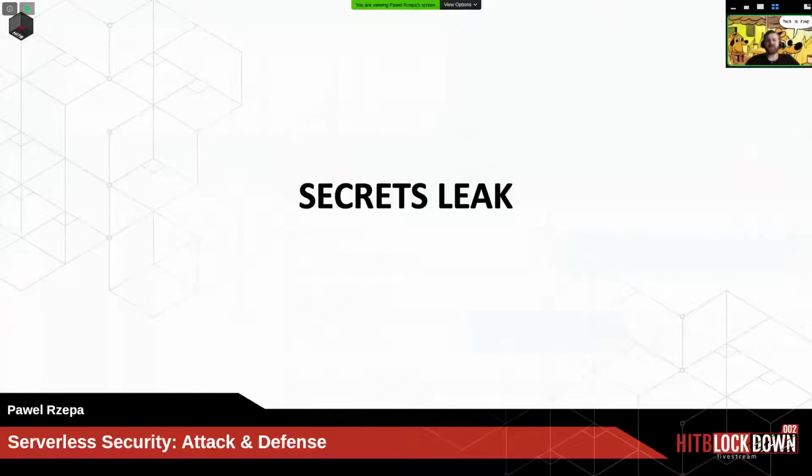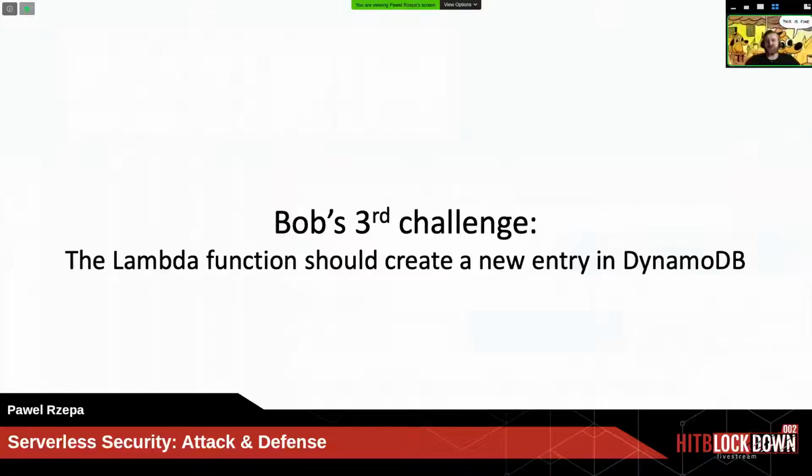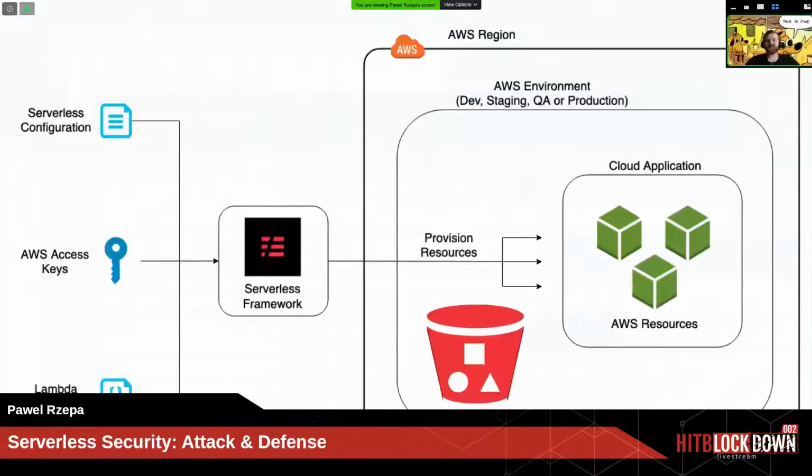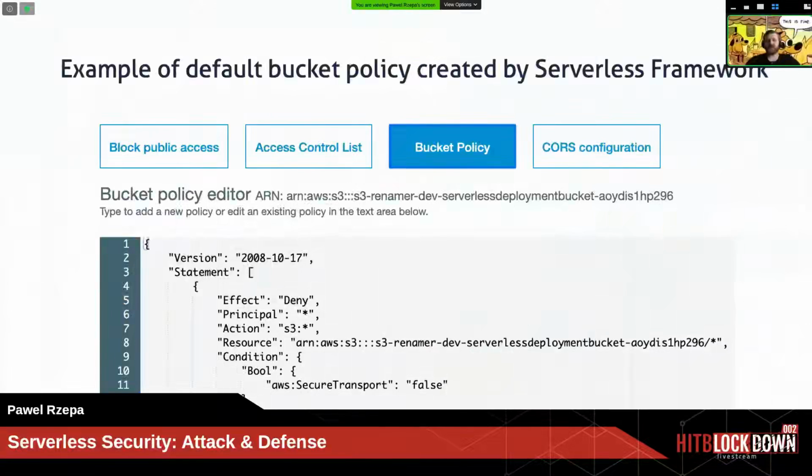Now, let's go through the secrets leak. DevOps' third challenge is that the Lambda function should create a new entry in DynamoDB. A very common practice that I observe in my commercial cloud security assessments is that a lot of developers store secrets in plaintext. But you should be aware that plaintext secrets aren't stored only in the Lambda function configuration. If you are using the Serverless Framework, the configuration with plaintext secrets is stored in an S3 bucket, which can be accessed by anyone in your AWS account who has S3 read permissions. When you analyze the automatically generated bucket policy, you can see that there are no restrictions on who can read the objects in this bucket.